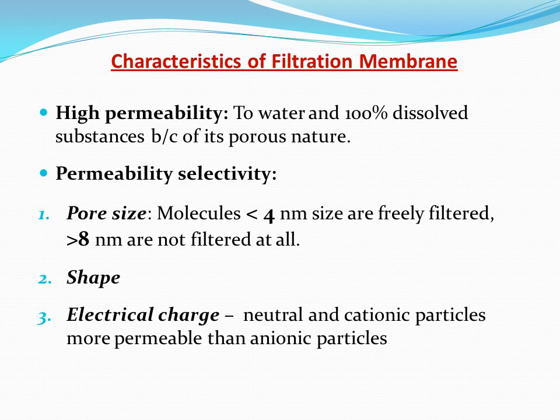But for substances with a size between 4 and 8 nanometer, it will depend; it will be selective. Suppose the substances are negatively charged, that means anionic, then they will not be filtered, because the membrane, being negatively charged, will repel them. But if they are cationic, then they will be easily filtered. So that we will see.